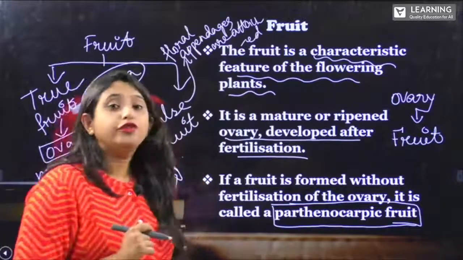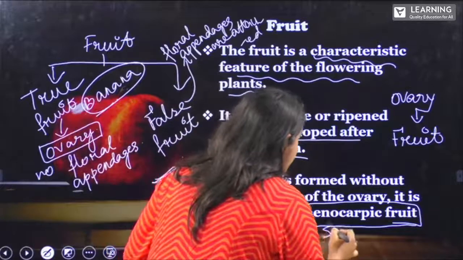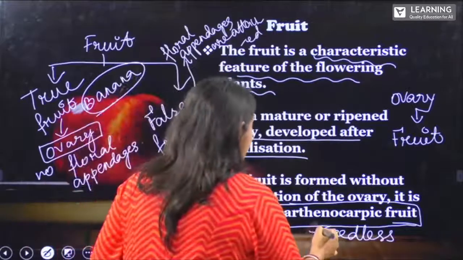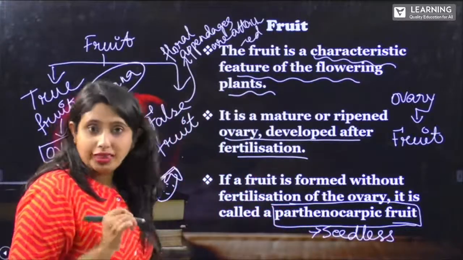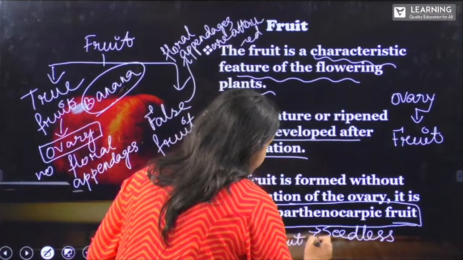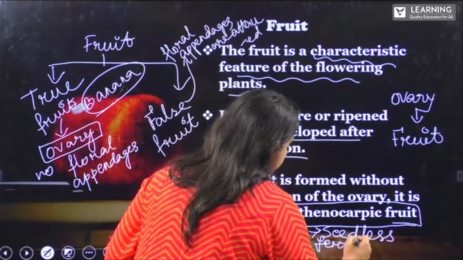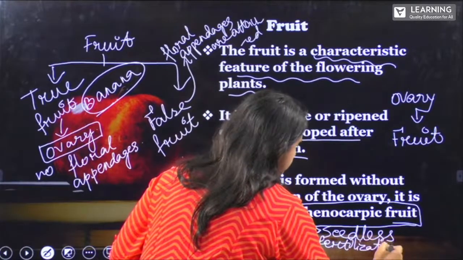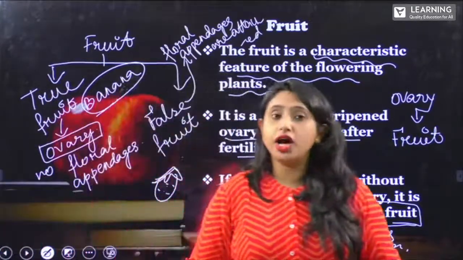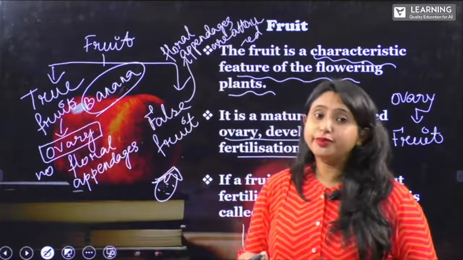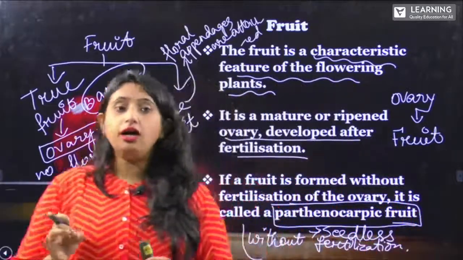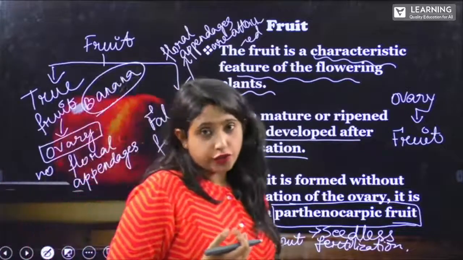So these parthenocarpic fruits are basically what? Your seedless fruits, okay? And how they are formed? They are formed without fertilization. They are formed from the vegetative part of the plant. So in case of banana, how is this banana being formed? It is formed from the rhizome, which is the vegetative part of the banana plant. And they are formed without fertilization.